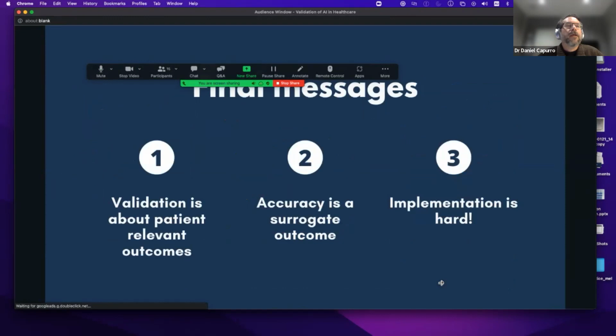So again, final messages for all of you today. Oh, I know we have a few minutes left. Validation is about patient relevant outcomes. Accuracy is important, but it's just a surrogate outcome. It doesn't complete the validation of a digital algorithm. And implementation is hard. And we're doing some things, not everything, but we're doing some things that help innovators translate their findings into patient care quicker.